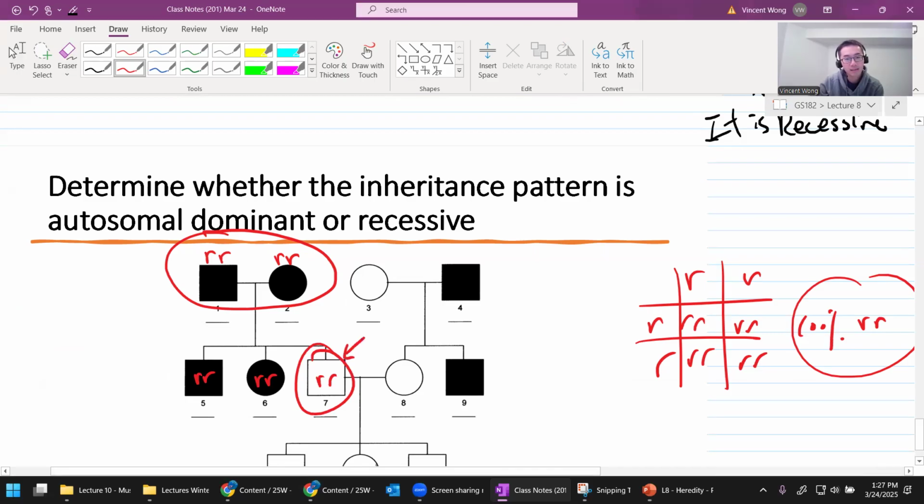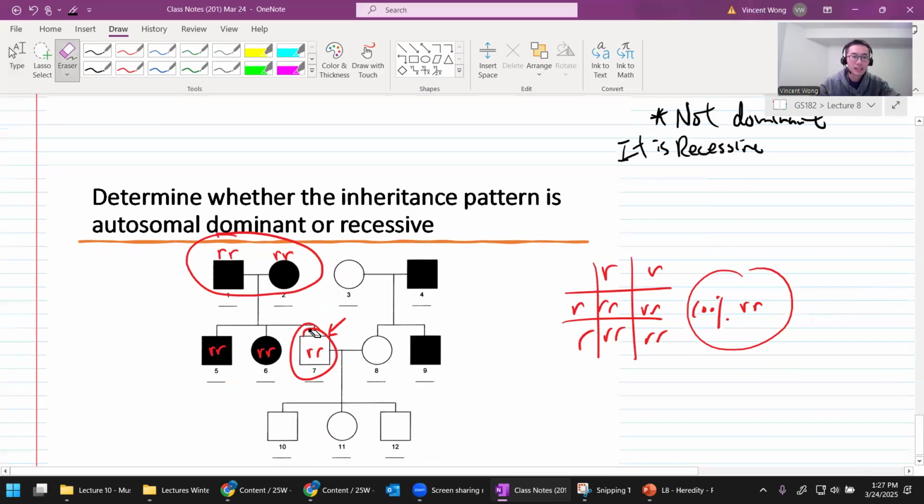But this kid does not have it. Even though they have the same genotype, this person doesn't have it. So it tells you it cannot be recessive. If it's recessive and both parents have it, everybody is going to have it. The fact that one of the kids does not have it, despite both parents having it, tells you that this is dominant.